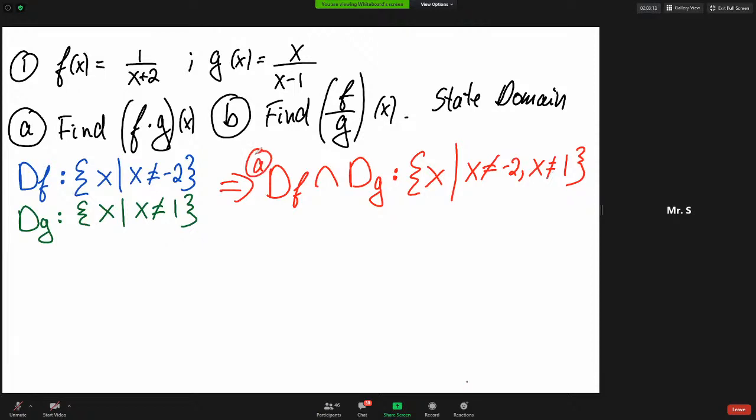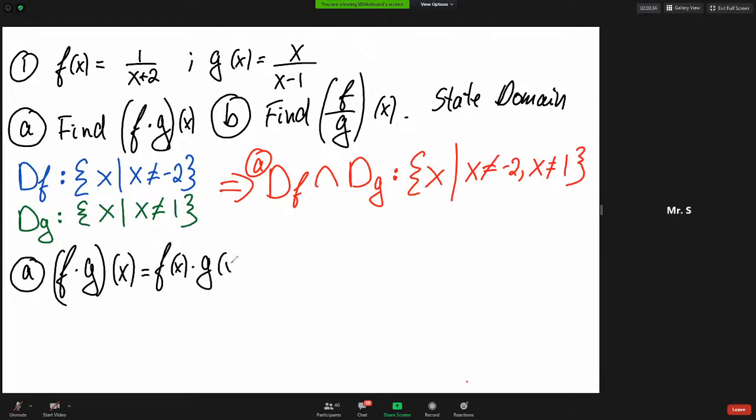For part B, we will have to actually do some other thought and some other addition in there. So for part A, let's find the actual function. f times g of x is defined as f of x times g of x. So that one is pretty straightforward. It's just 1 over x plus 2 times x over x minus 1.